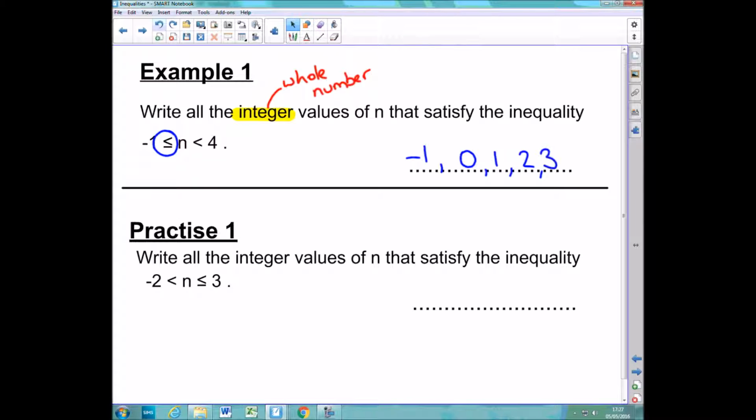Okay, so I'd like you to pause the video, have a go at this practice question underneath, and then I'll run through the answers in a moment.